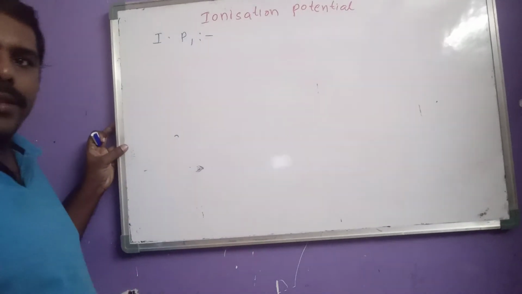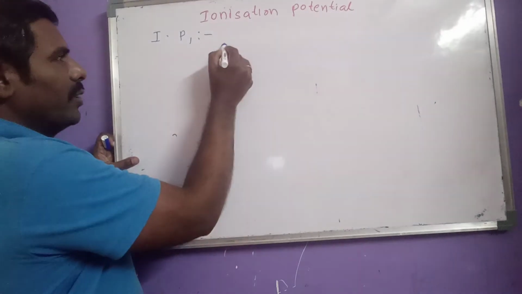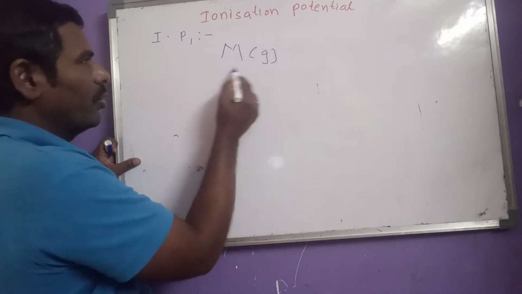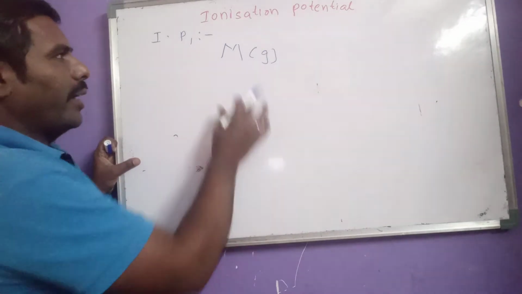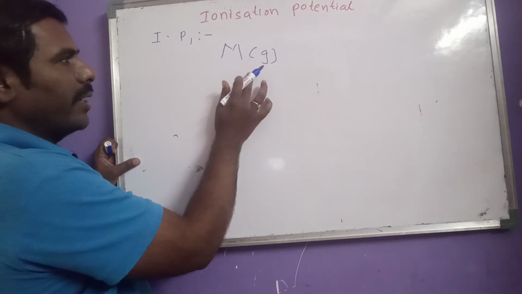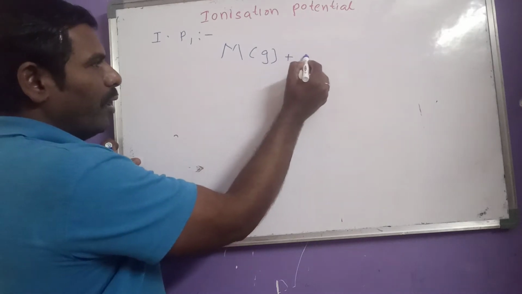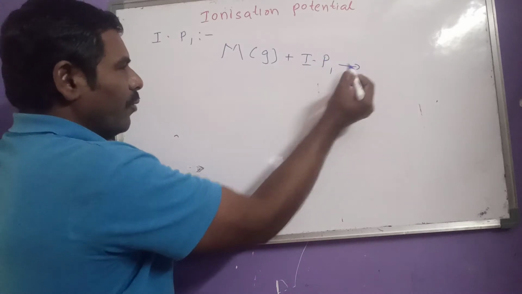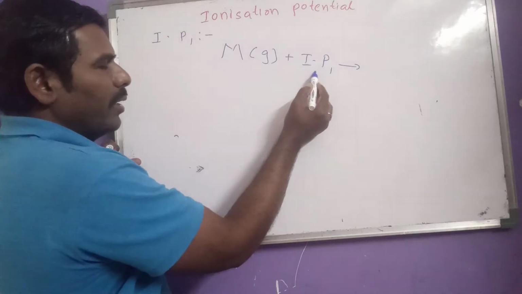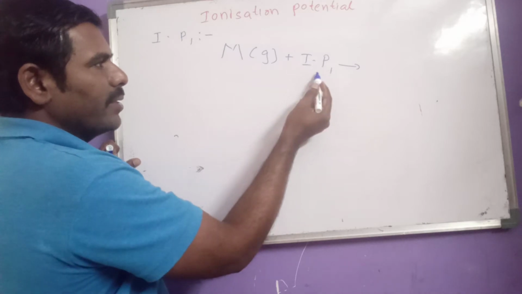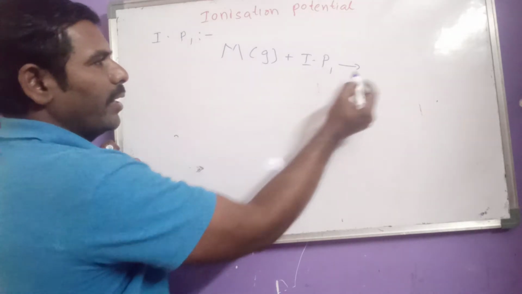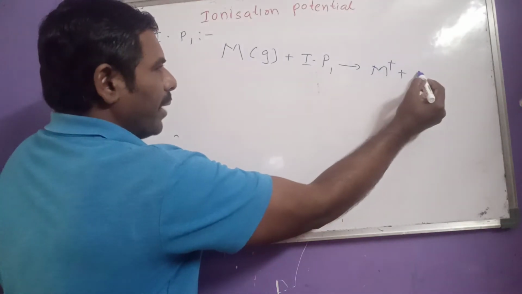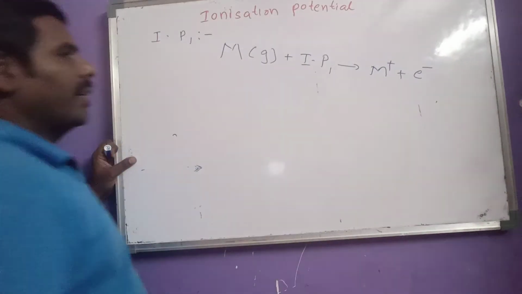What is first ionization potential? Consider an isolated neutral gaseous atom. If you want to remove one outermost electron from it, we have to provide some energy. That energy is said to be first ionization potential. After losing the electron, it becomes M plus and the electron is released.